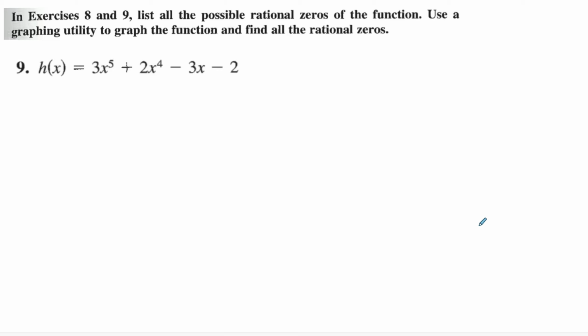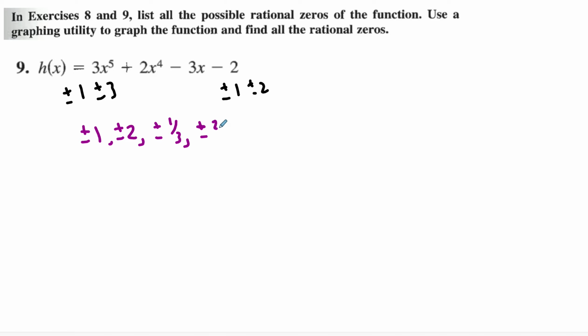So this is not as bad in terms of listing all the possible rational zeros. It's plus or minus 1, plus or minus 3 for the factors here, plus or minus 1, plus or minus 2. So the possible zeros would be 1 divided by 1, or 1, 2 divided by 1, or 2, 1 divided by 3, or 1/3, and 2 divided by 3, or 2/3, positive or negative, remember.